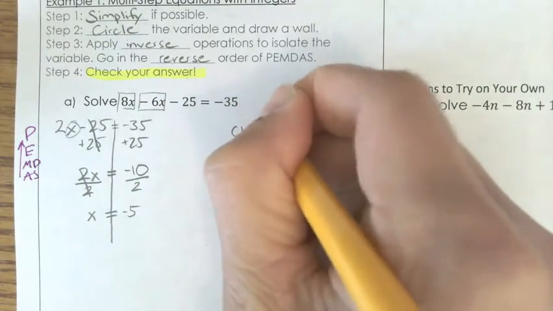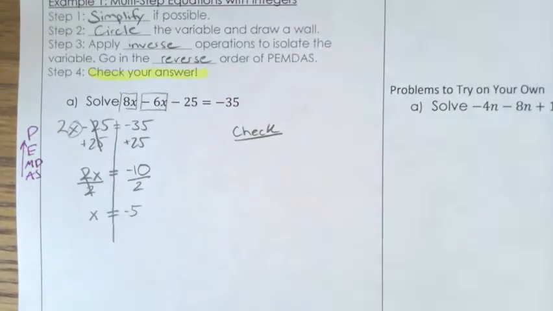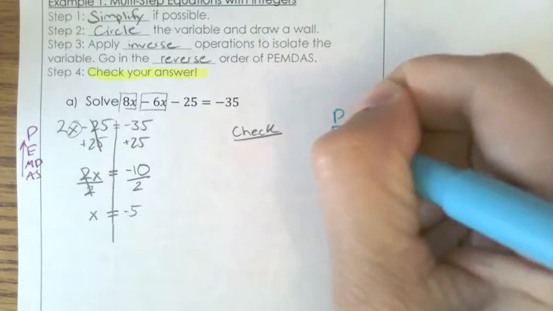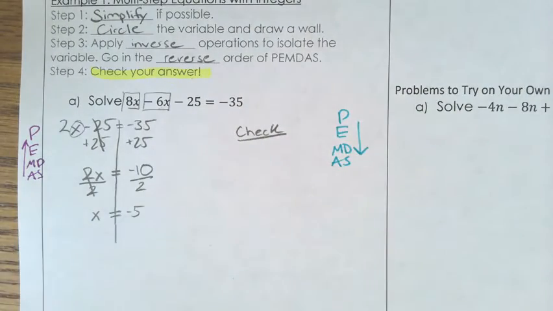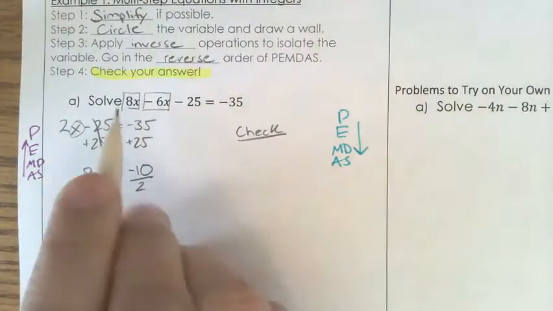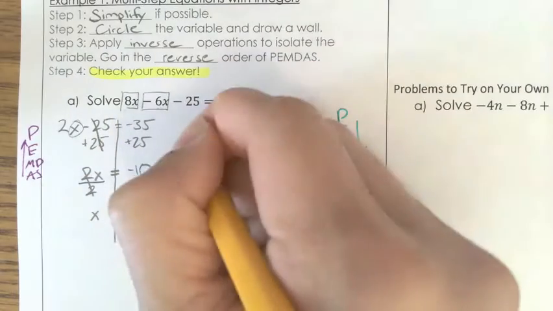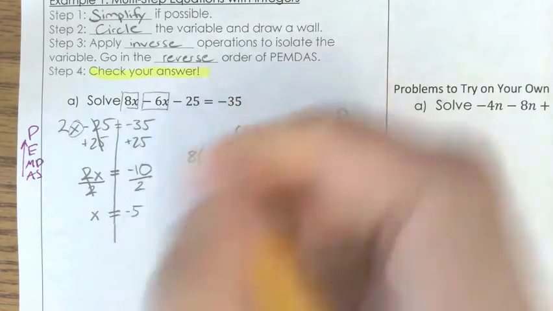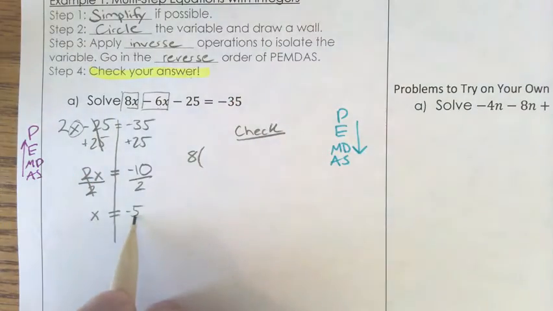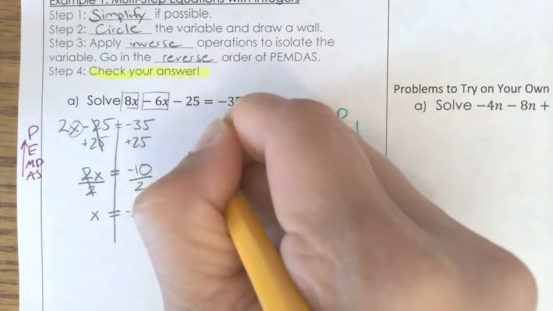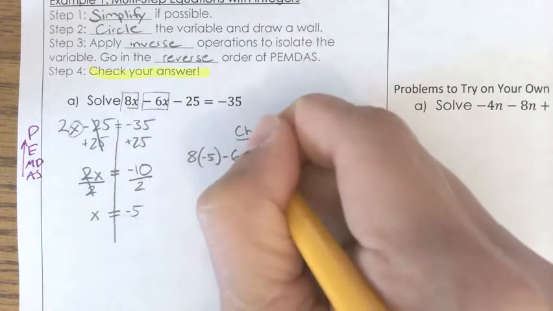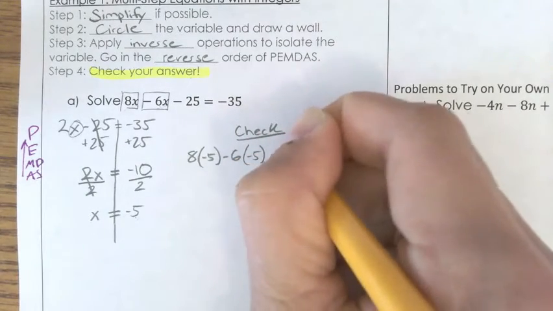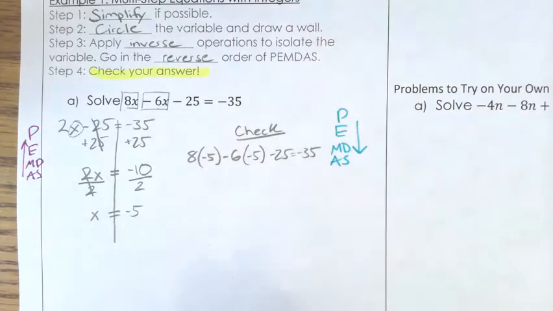Now we need to check our answer. And again, when we're checking our answers, we're doing PEMDAS like normal, starting with parentheses and going down. So I'm going to copy this exact original equation, 8, but rather than x, I'm going to put in a negative 5 because I think x equals negative 5. We're checking that. Minus 6, rather than an x, I'm going to put in a negative 5. And now I'm going to solve.